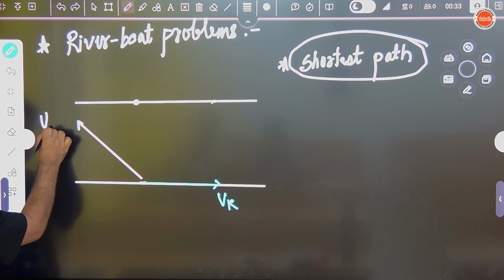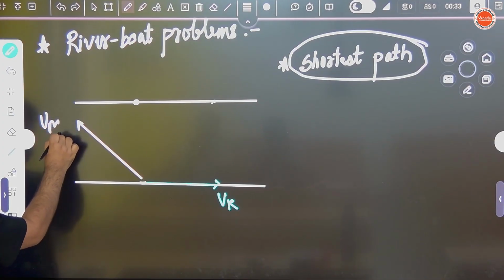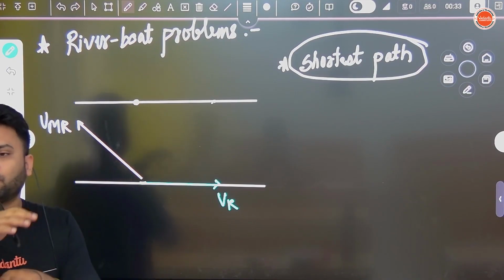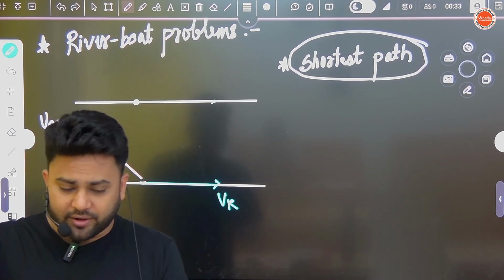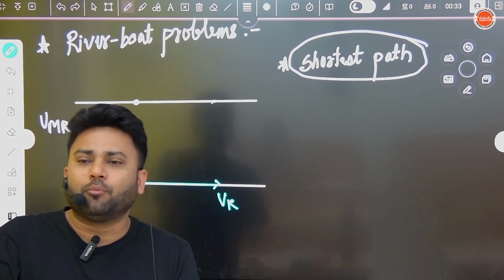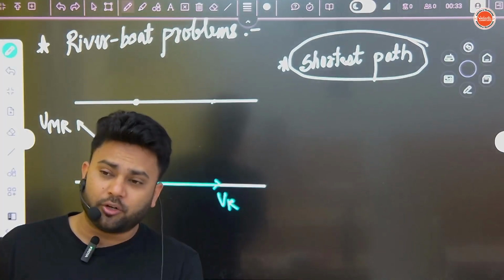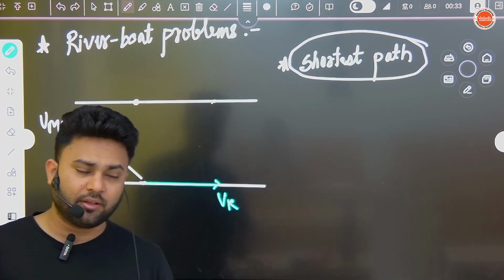Always remember, velocity of man or boat, whatever. Velocity of man with respect to river. VMR I am writing. Velocity of man with respect to river. Whenever you are trying to swim or wherever you are steering the boat, that is the velocity of the boat with respect to river.